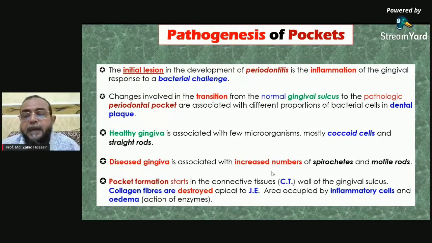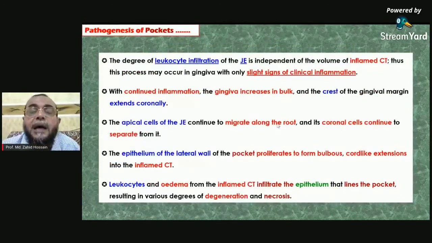You will find bacteria, you will find inflammatory cells, and due to this fighting, vessels become engorged, and more vascularity occurs there. So you will find edema also there. And more and more inflammatory cells and bacteria accumulate in the sulcus, so automatically it becomes swollen, along with more vascularity. The degree of leukocyte infiltration of the junctional epithelium is independent of the volume of inflamed connective tissue. Thus, the process may occur in gingiva with slight signs of clinical inflammation.